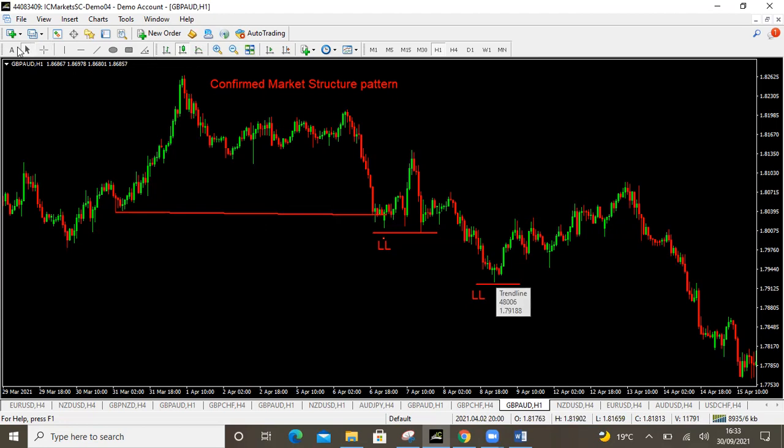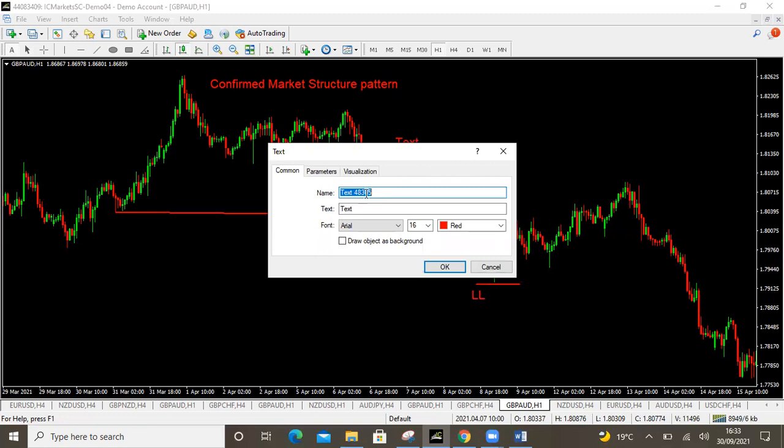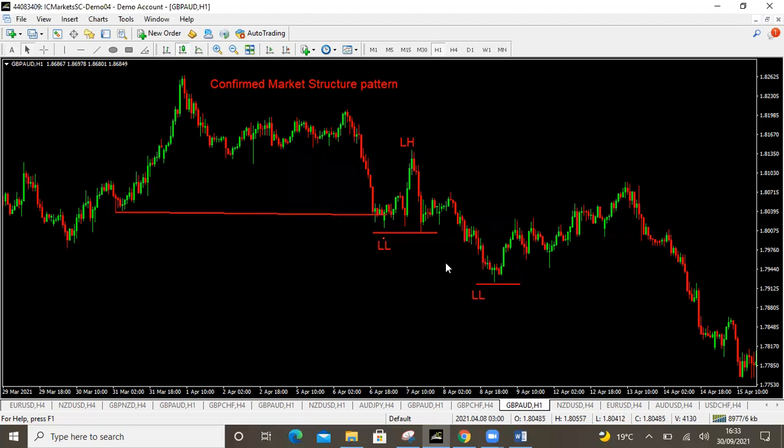After this lower low, now it means that our market structure has been confirmed. When we say that market structure has been confirmed, it means now we are off for the sell trade, okay? We are off for the selling cycle. So what will we be looking for? We'll be looking to sell. But at what point do we sell?